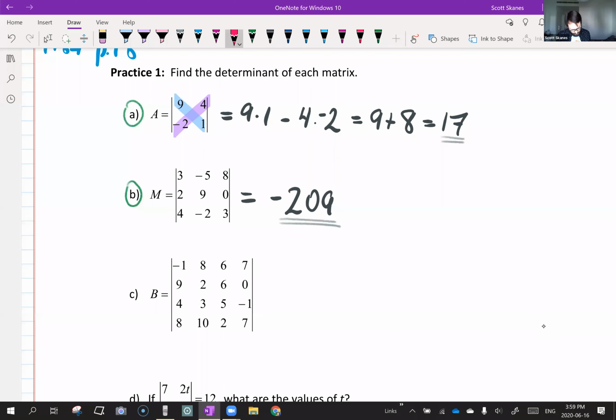Okay, well, C is clearly a challenge. I wouldn't ask you to do this. In fact, you can't do it on the Casio. You can only do it on the TI-84. Zara, yeah.